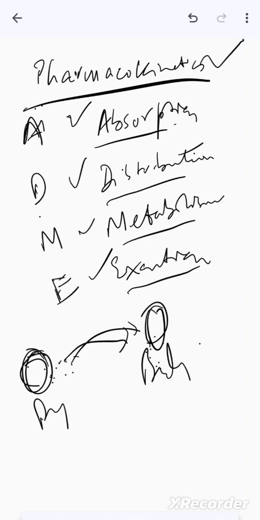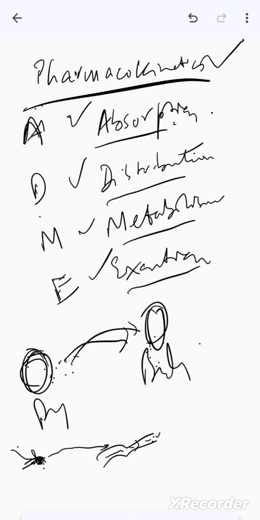So absorption is the movement of the drug from the site of administration. Suppose this is the site, and here it is administered. The site of administration might be the oral route, or intravenous, or rectal, and the drug moves from the site of administration into the bloodstream. So this is the bloodstream. That's called absorption, and it is influenced by route and formulation.